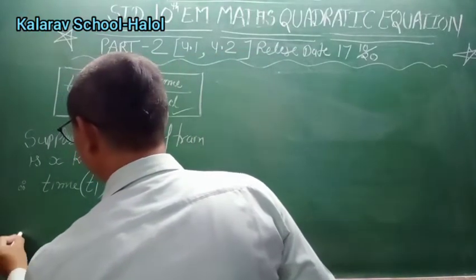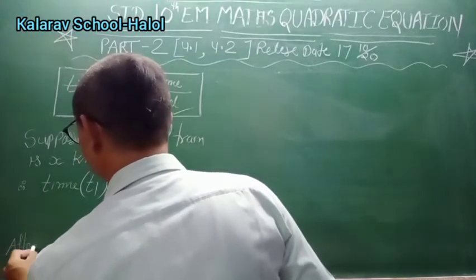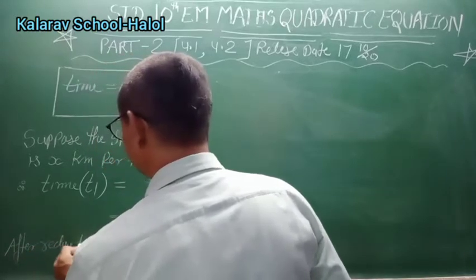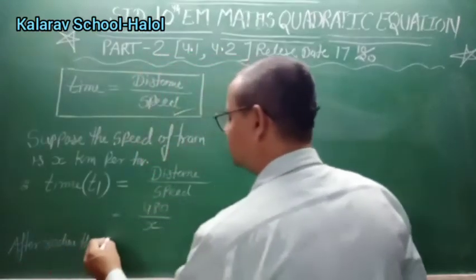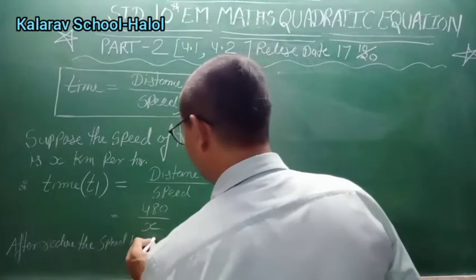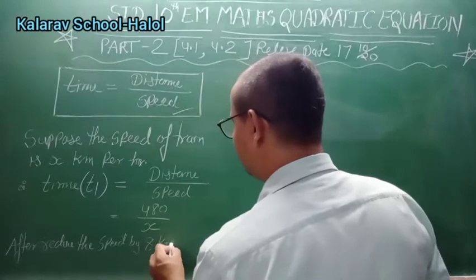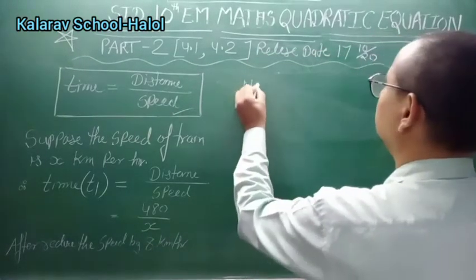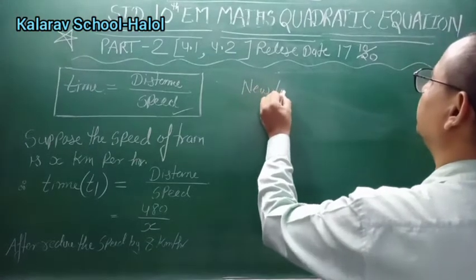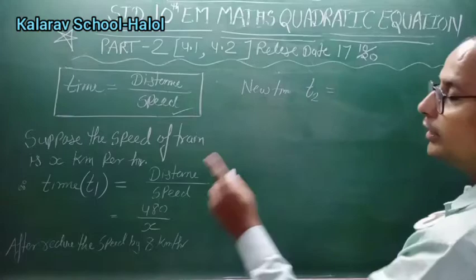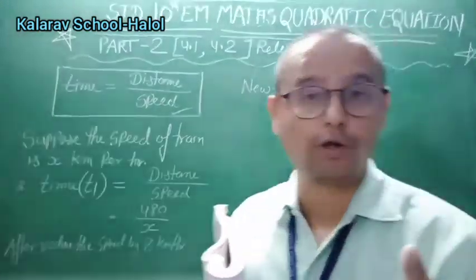After reducing the speed by 8 kilometer per hour, new time, that is t2, equal to, now distance will be constant, it will not change.